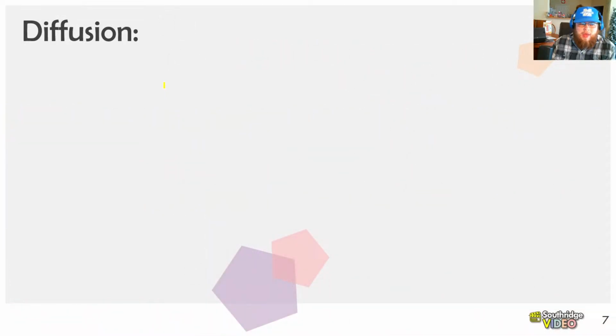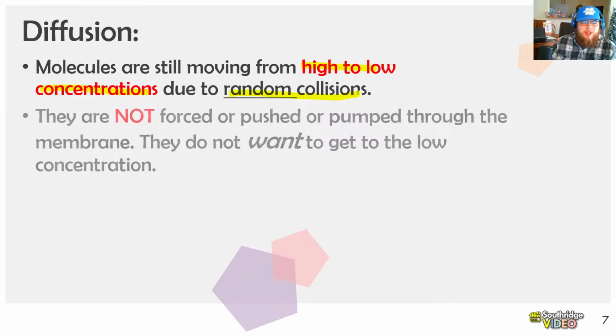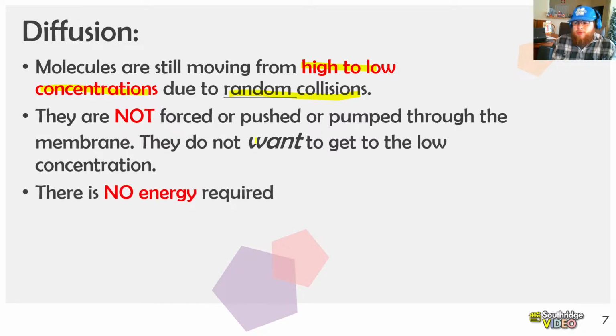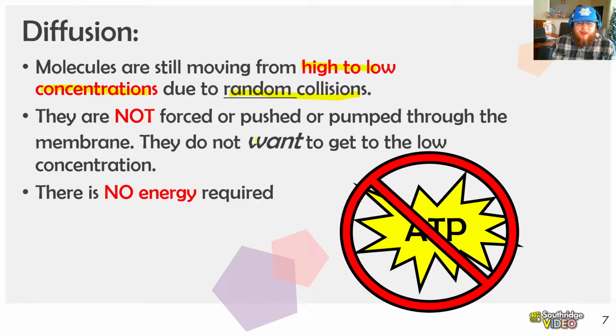Now a couple things to note with that. Molecules are still moving from high to low concentrations due to random collisions. This is not because they want to go from the high to low concentration because it's crowded, but because it's very crowded and it just gets pushed out of that area. They are not forced or pushed or pumped through the membrane. Instead, they're just pushed out, and there's no energy required. The ATP energy is not required in diffusion. It just happens randomly, and they go from a more crowded to a less crowded area.